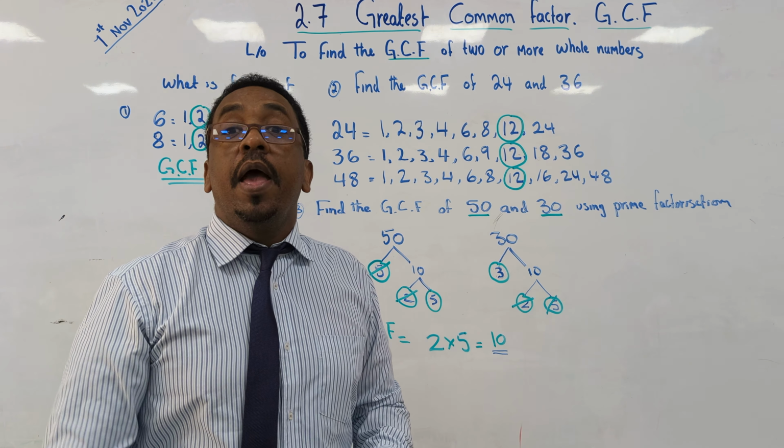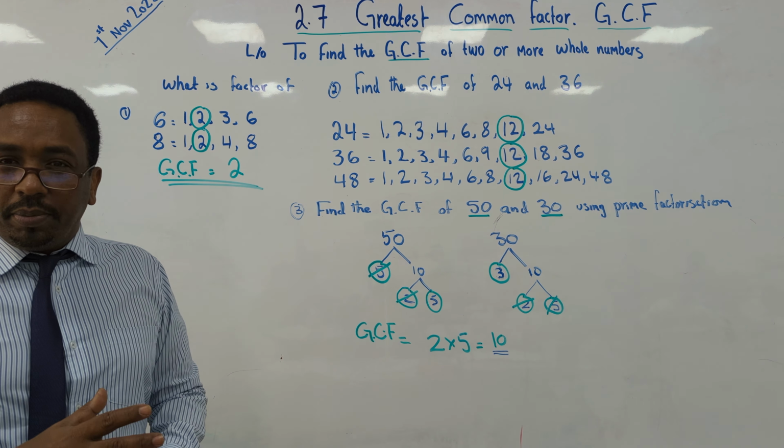Let me just stop there and do a quick recap. We have done how to find the prime factors, and how to find the greatest common factor of two numbers or more than two numbers. And also we found out how to find the greatest common factor of big numbers using the prime factorization. I hope that's clear.